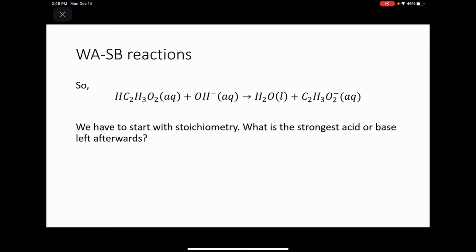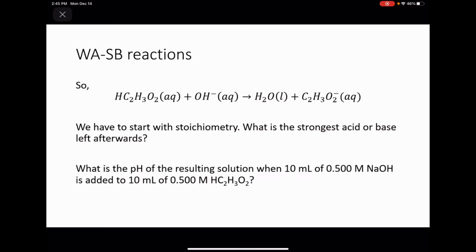And so now we have an arrow. That means we're going to have to start with the stoichiometry. We're going to have to do stoichiometry to do this reaction. That means figuring out moles of acetic acid, moles of OH minus. And then we need to figure out at the end, after we've reacted it, what's the strongest acid or base left, and that's going to dictate what our pH is or what happens. So why don't we do a problem where we're going to add 10 milliliters of 0.5 molar sodium hydroxide, our strong base, with 10 milliliters of our 0.5 molar acetic acid.